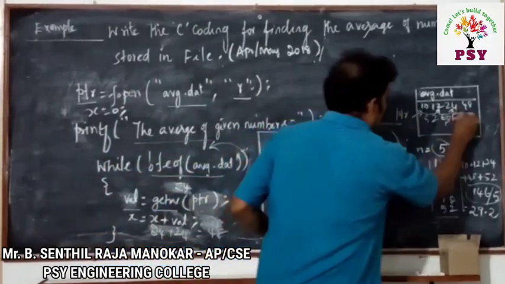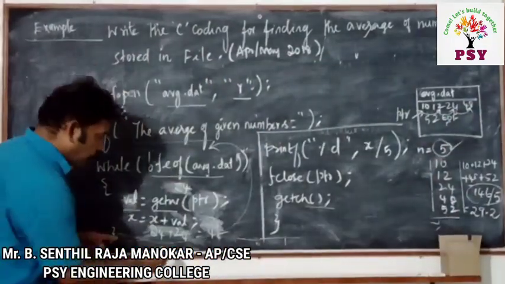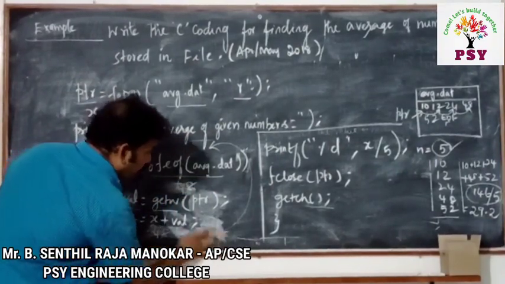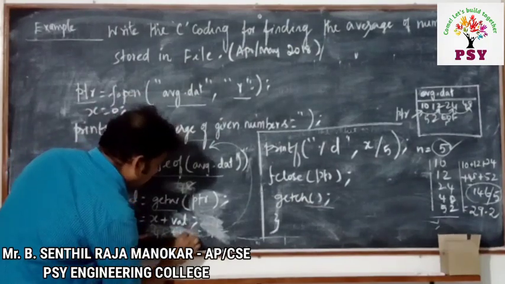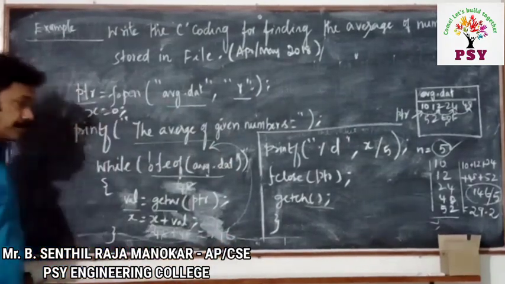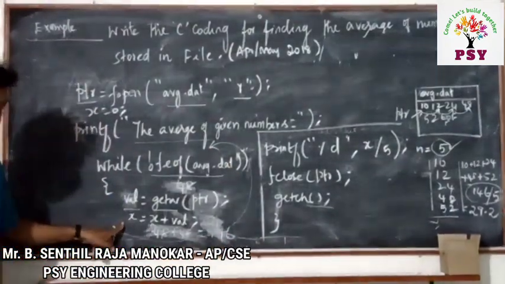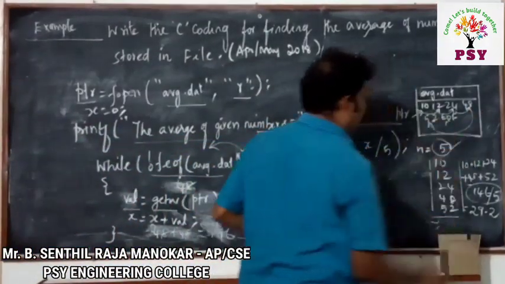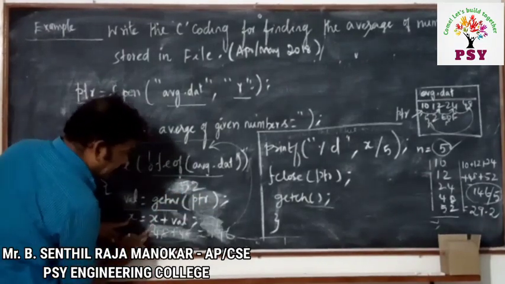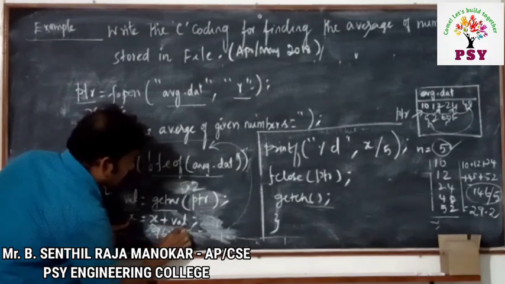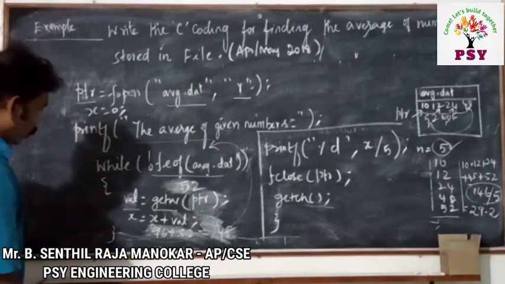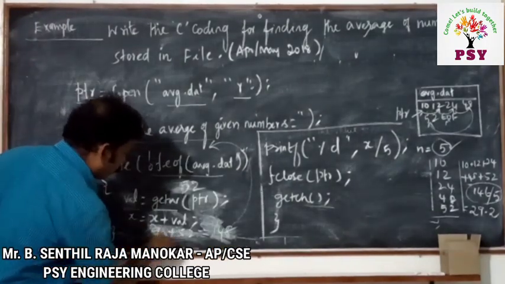Again the pointer is moved to the next value, that is nothing but 48. So now this value will be 48. Then x is also 48, then val is also 48. 48 plus 48, what is the answer? That is 96. 96 was there in x. Again, the next pointer is moving here, 52. So the value will be 52. Then x is equal to 96, 96 plus 52. What is the answer? That is 148.